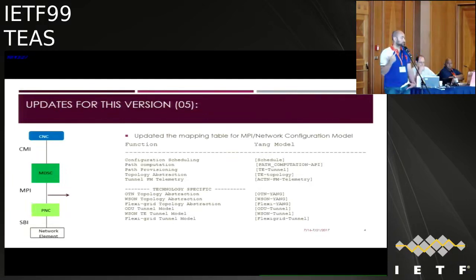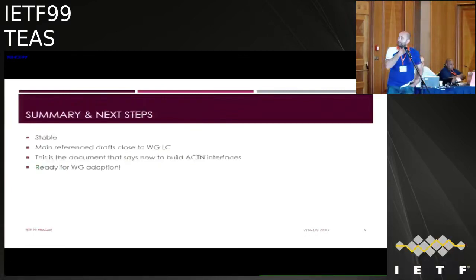Scheduling, which is one of the functionalities you can ask for against the tunnels and topology, path computation, path provisioning, topology abstraction, and performance monitoring and telemetry. Summary. Again, hopefully this draft identifies all the YANG models already there that are needed to build the MPI and the CMI interface.